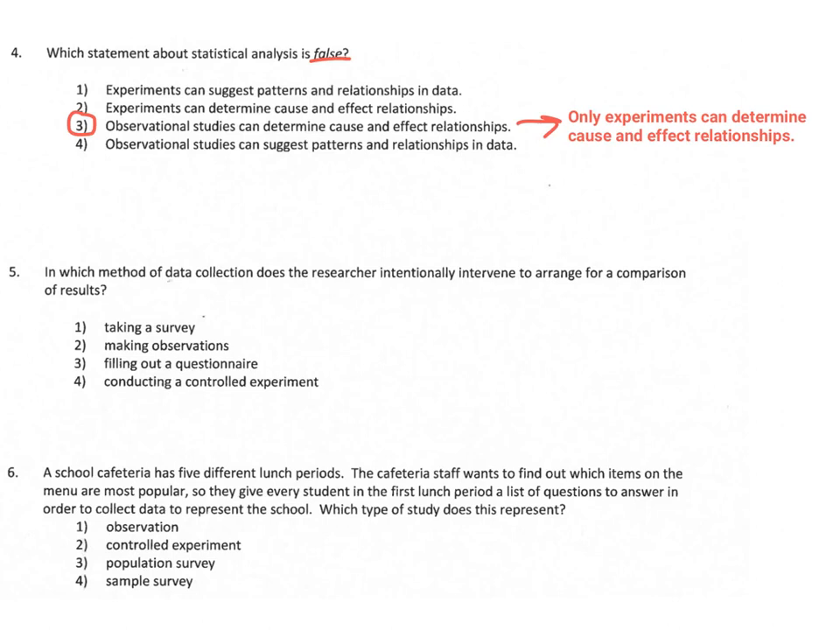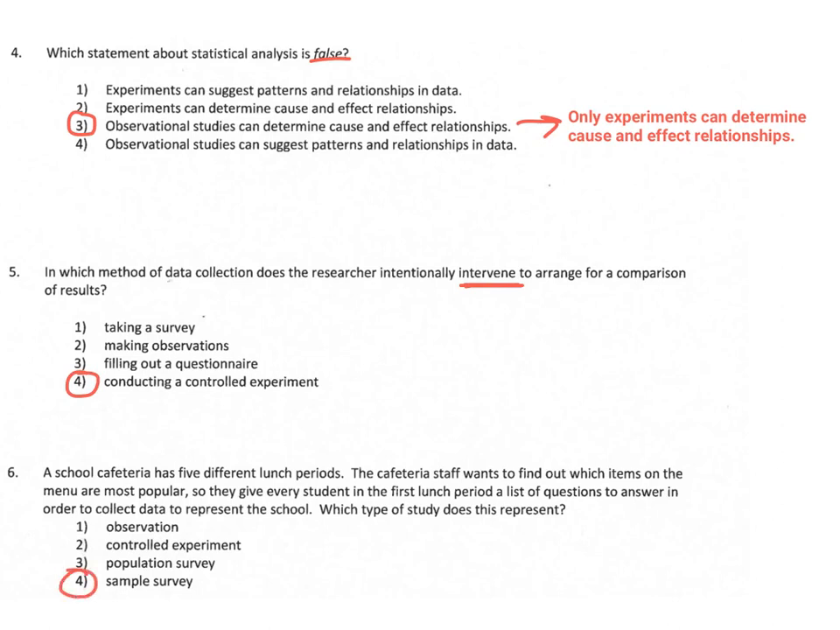All right, so in number 5, the answer there is choice 4. And the key word is intervene. If you intervene, right, if you're manipulating the environment, you're intervening, then that's going to be a controlled experiment.